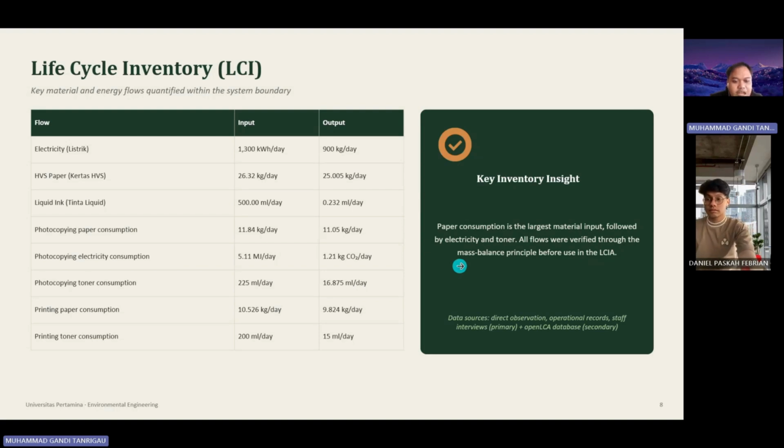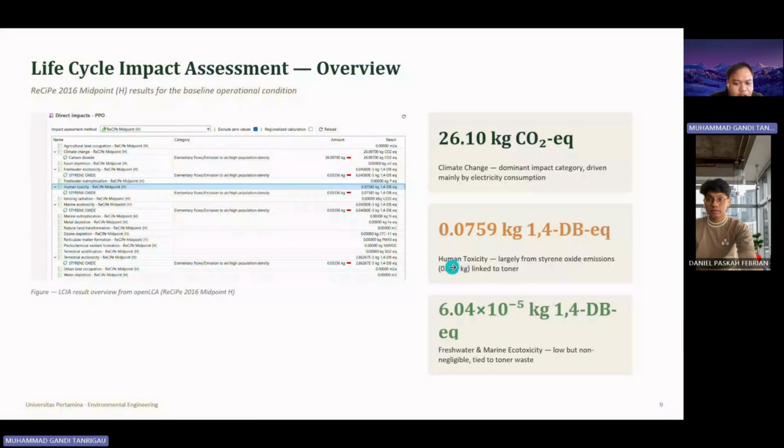Slide 9, life cycle impact assessment. The impact assessment was performed using the ReCiPe 2016 midpoint method. The results show that climate change is the dominant environmental impact category, mainly caused by electricity consumption.